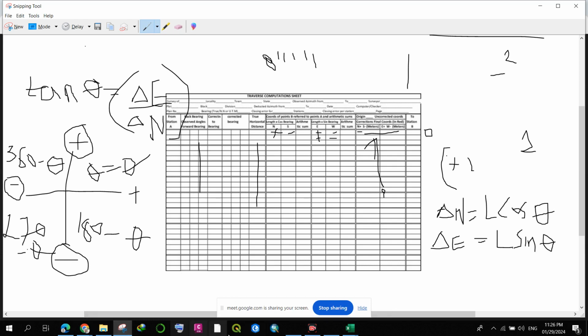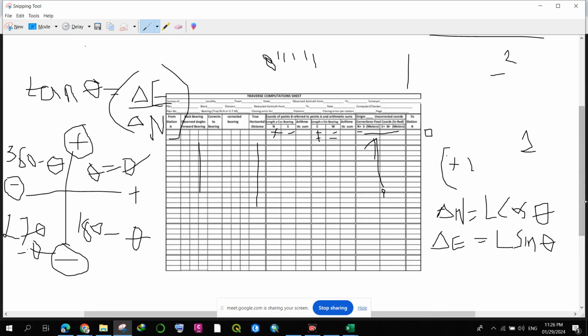So if you do that, you check the value. Is it positive? Is it negative? If it's positive, put it under your east. If it's negative, you put it under your west. Altogether. I think that answers your question. So we're good.